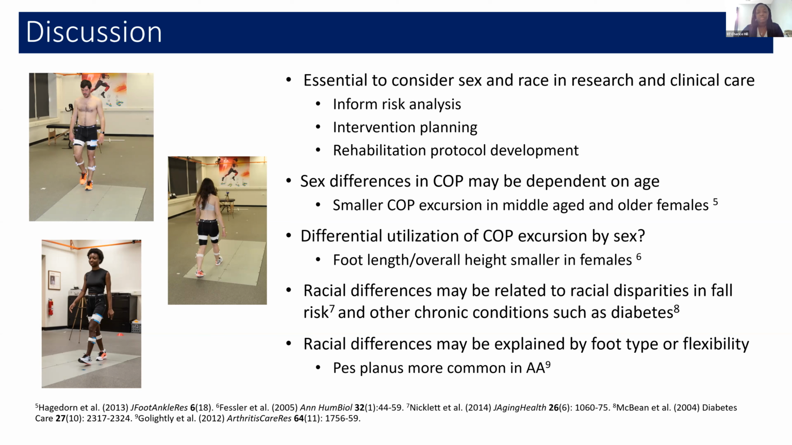So these would be really interesting things to look at further in the future. And the racial differences that we observed from the study may be related to racial disparities in fall risk or other chronic conditions, and could be explained by foot type or foot flexibility, as pes planus is more common in African Americans than white Americans. And again, that would be a really interesting thing to look at further in the future. This study, as many others, has opened up the opportunity for a lot more really interesting analyses.